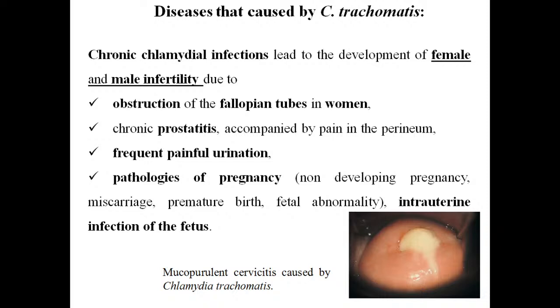Sometimes in a patient we can see clinical manifestations of chlamydial infection. For example, mucopurulent discharge, like here. It is the cervix, and mucopurulent discharge from the cervix. But in most cases today, it is asymptomatic, without any symptoms. You may just diagnose it with microbiological methods, if a woman, for example, can't become pregnant.